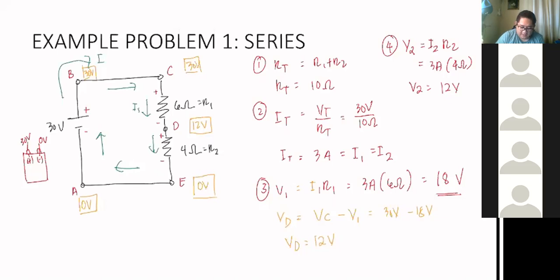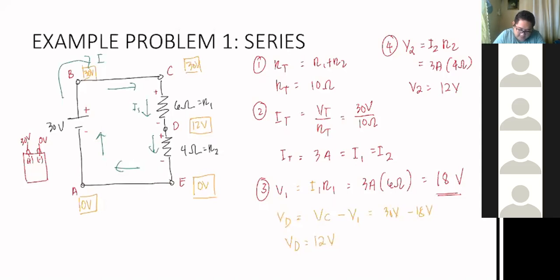Which is correct dahil pagdating natin dito sa E to A, 0 na siya. Then pag dito, papasok na ulit siya dito. Okay? Magpo-flow na ulit siya doon. Magkakaroon na ulit siya ng voltage rise. Okay? Now yan, nakuha na natin yung lahat ng V at I sa lahat ng points natin.